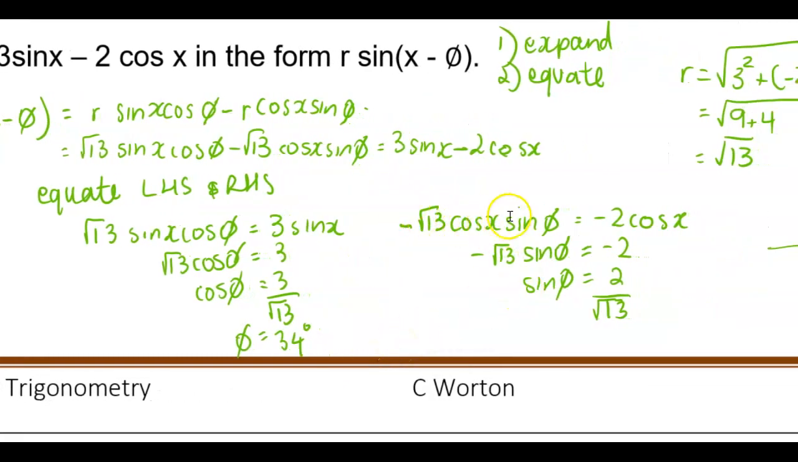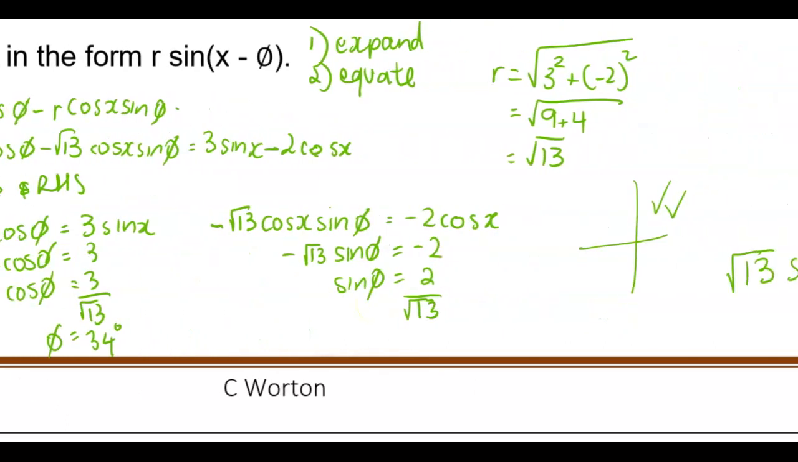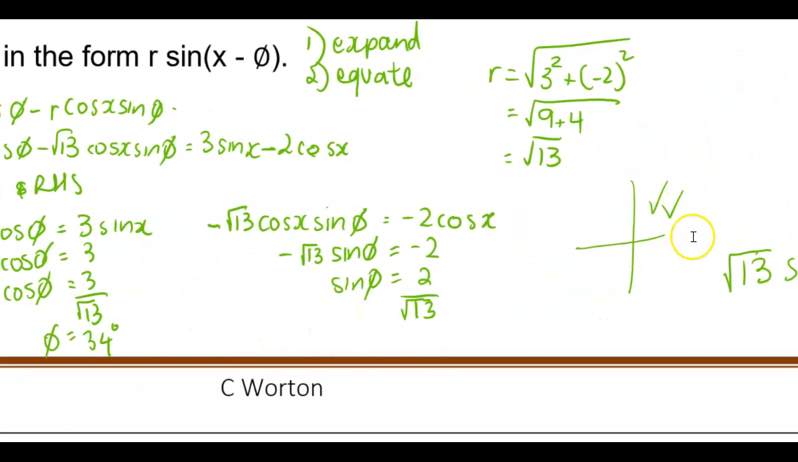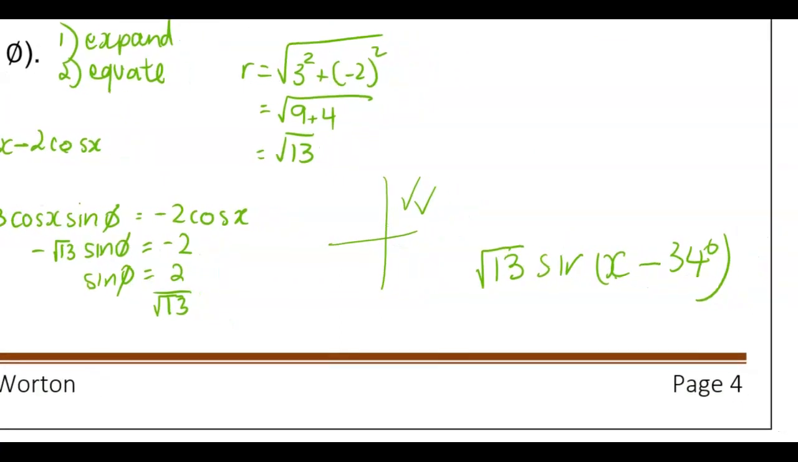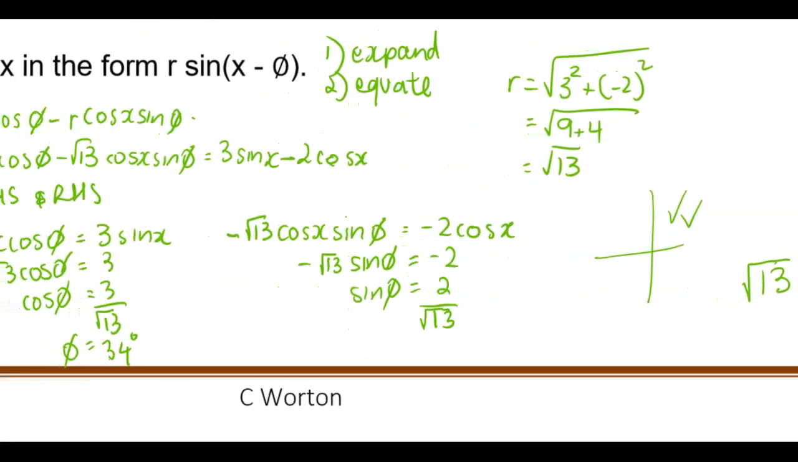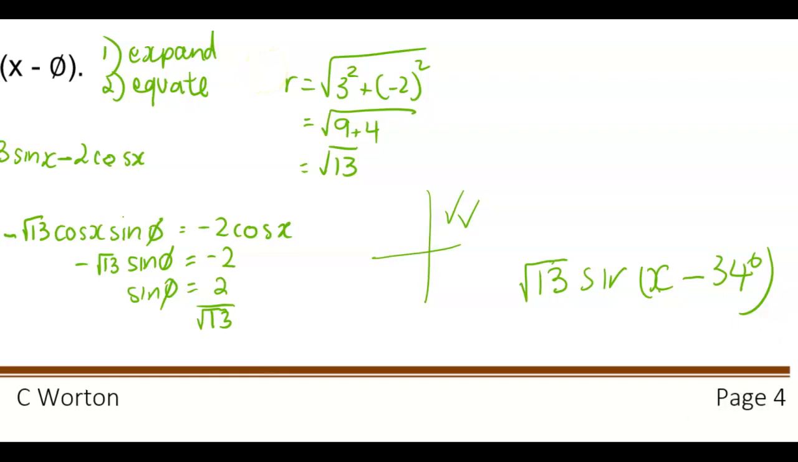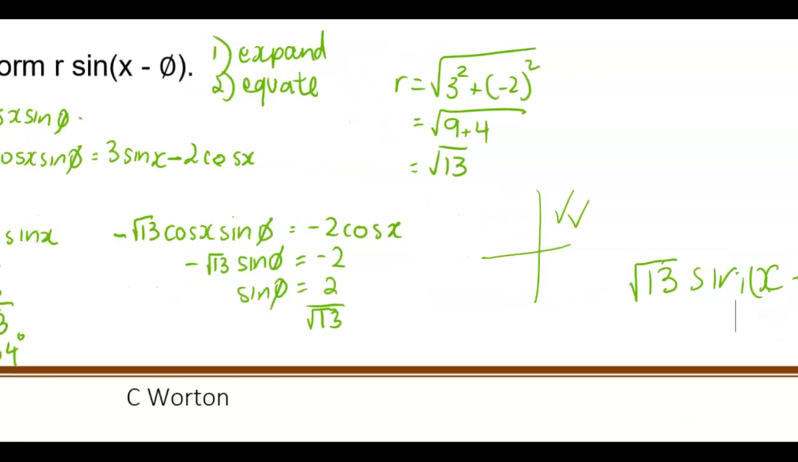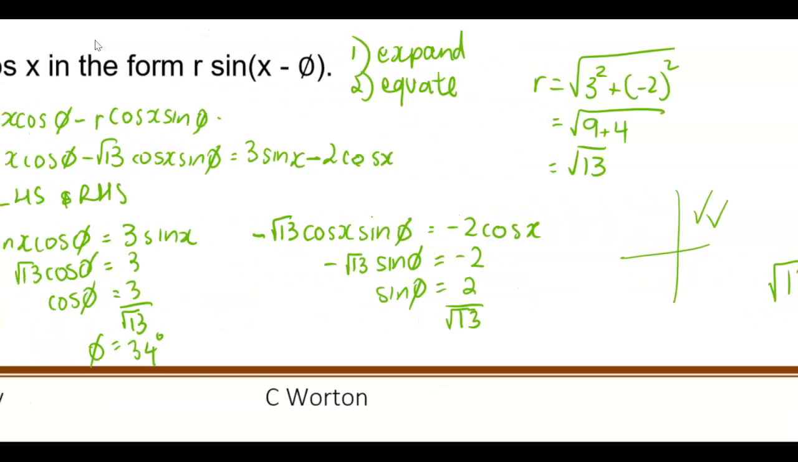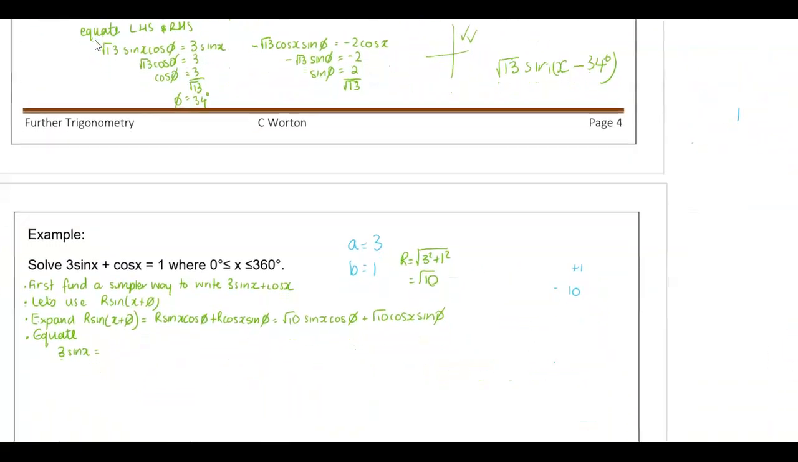Similarly, let's equate the other side, and we're going to get sine as being 2 over root 13. So both our sine and our cos are positive, which means we're in that first quadrant. It's now just our base angle. So popping that information into our question, which had this form here, we're going to end up with root 13 sine of x minus 34 degrees. Okay, let's go and do another one.